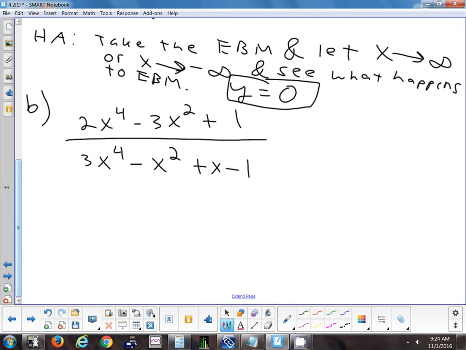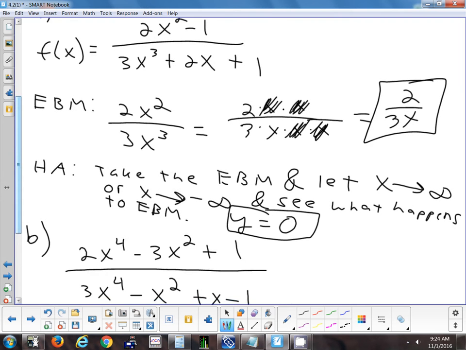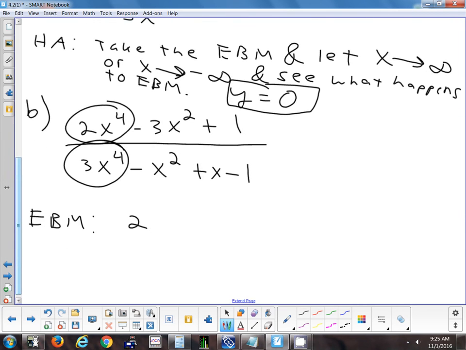Let's try this one. What's a little different about this problem compared to the one above it? That one's bigger. It's bigger? Oh, you mean like more terms? Yeah. All right, what if you just focus on the leading terms? Look at the exponents. They're the same. So something a little different is going to happen this time when we divide them. It's just going to be 2. Yeah, the end behavior model is just going to end up being 2 over 3.